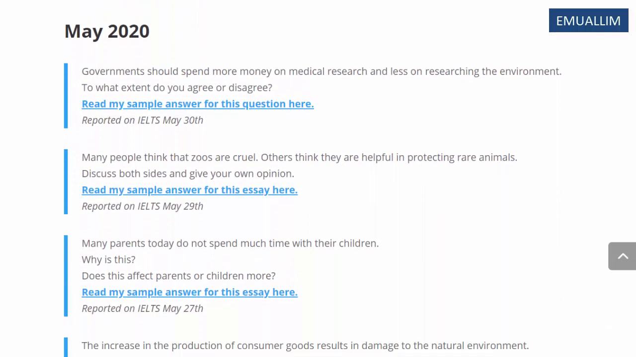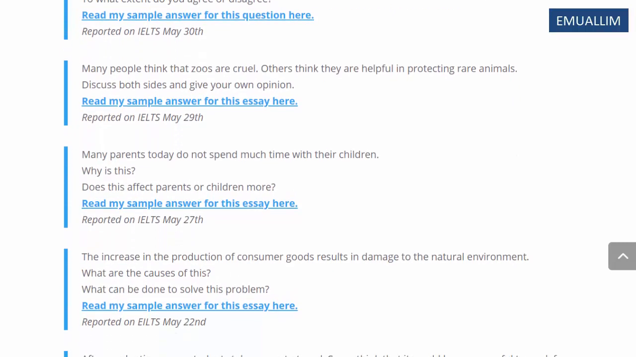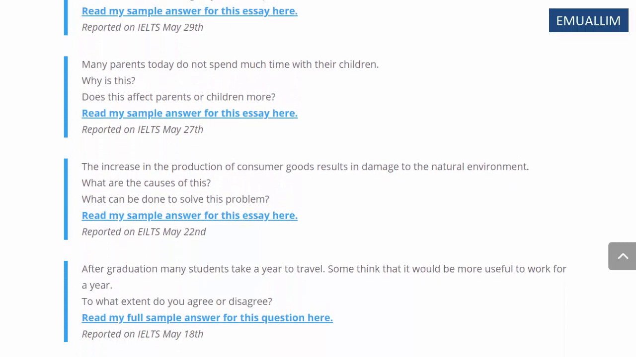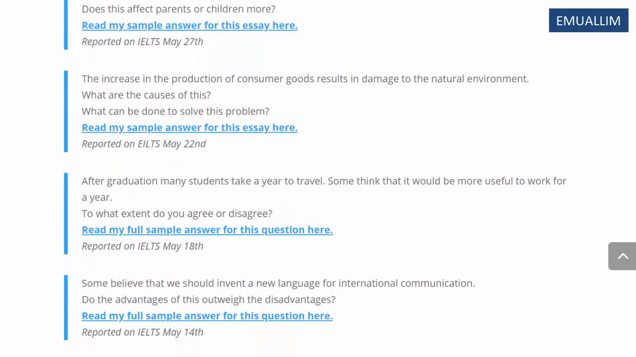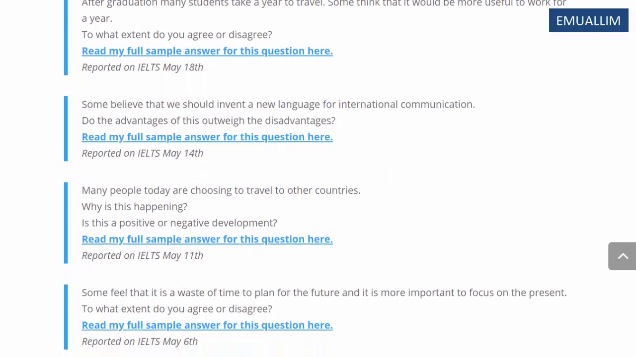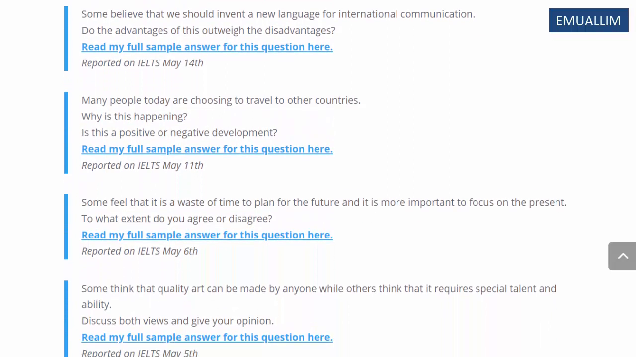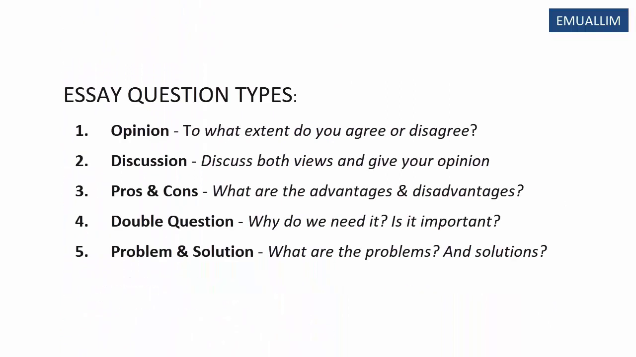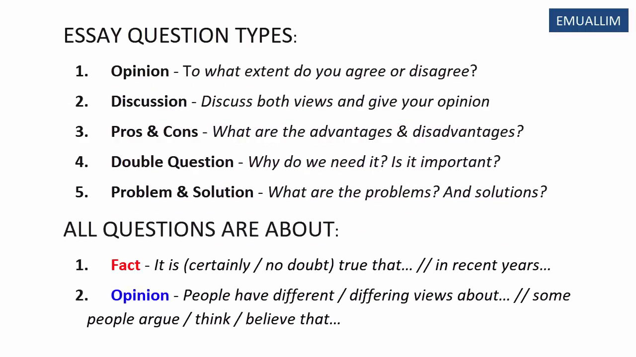If you spend enough time analyzing IELTS essay questions, you'll begin to see some patterns or similarities, and this is exactly what has happened to me recently. For IELTS experts, it may not be a discovery, but to me it was. If you've been preparing for the IELTS exam long enough, you probably know that there are 5 essay question types: opinion, discussion, pros and cons, double question, and problem and solution. This is true, but after analyzing several questions, I discovered that in general, essay questions can be about two things: a fact or an opinion.